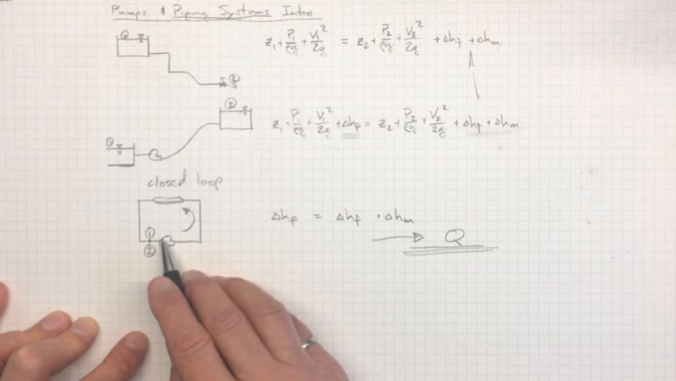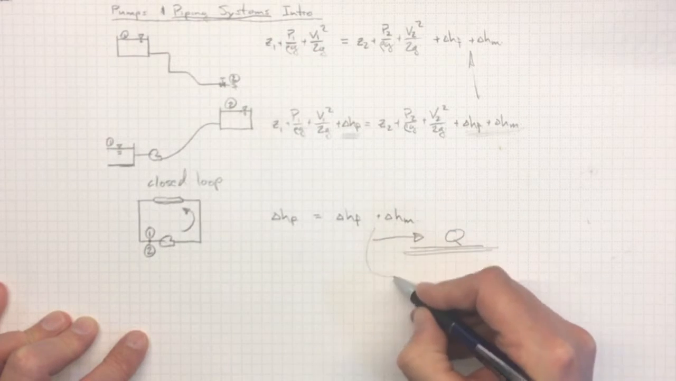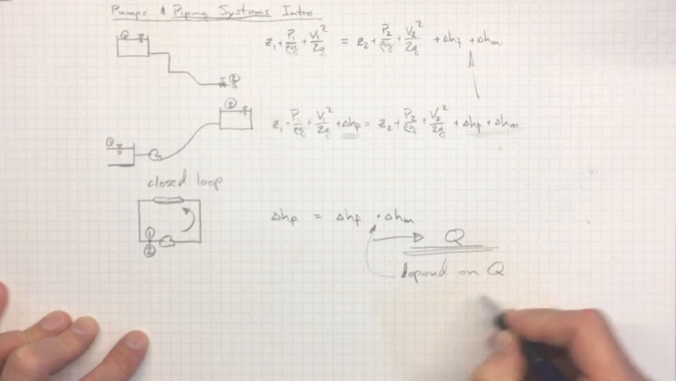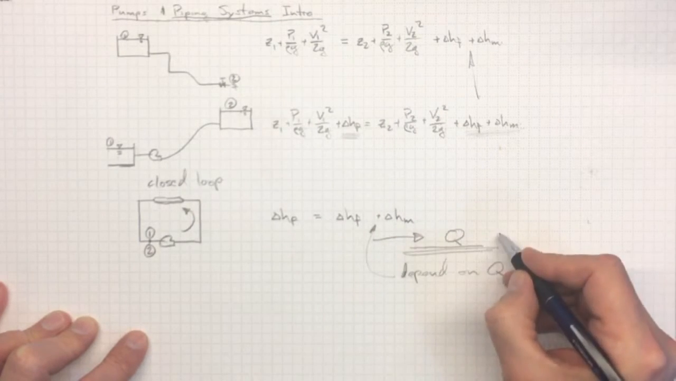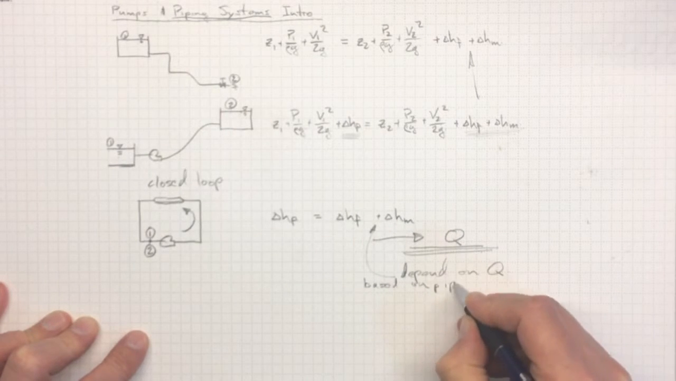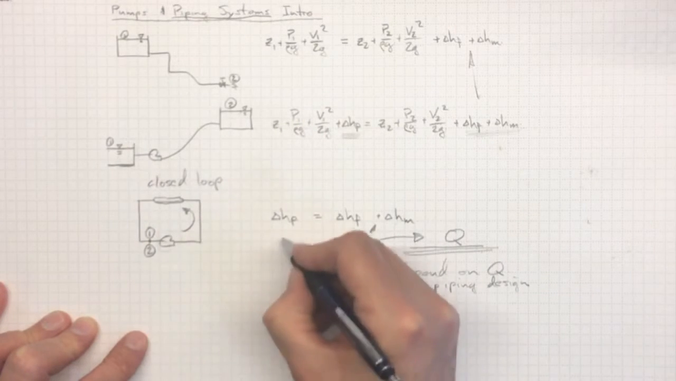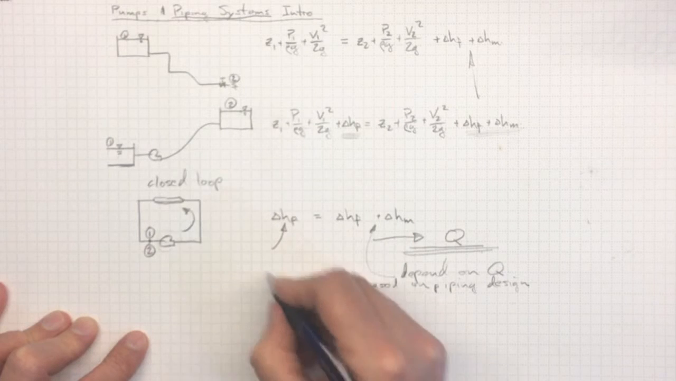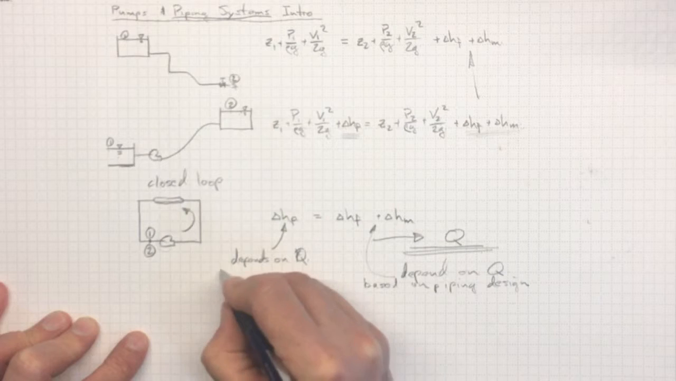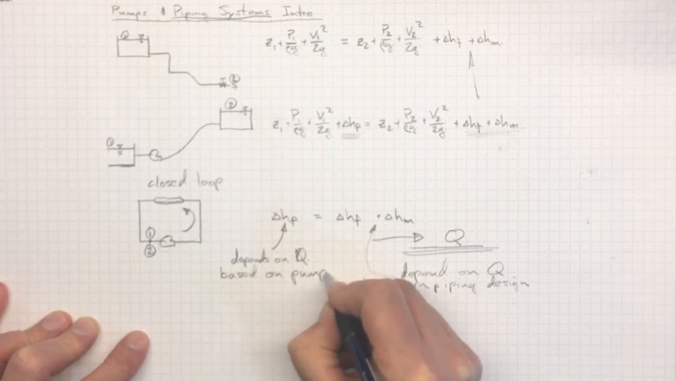Now we know from the practical section on piping systems that the minor losses and the friction losses, these depend on the flow rate. The higher the flow rate, the higher the losses will be. So they depend on the flow rate based on what the piping design looked like. Over here, when we install this pump, this head rise across the pump, it also depends on the flow rate. And it depends on that flow rate based on the pump design considerations.